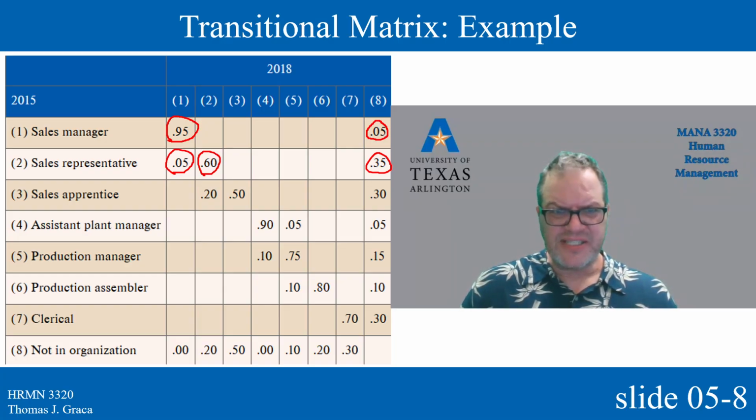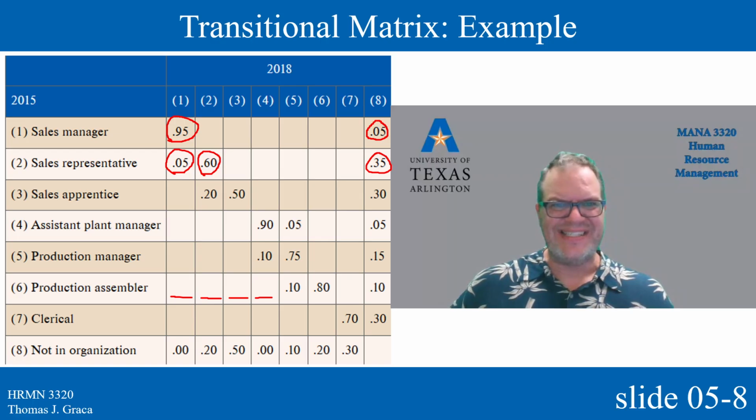Skip down to another one. How about production assemblers? That's row 6. 0% of them are now sales managers, 0% are now sales representatives, 0% are now sales apprentices, and since we're doing production assembly, 0% are now assistant plant managers. 10% of them are now production managers. That's good, we had some promotion there. 80% of them are still production assemblers. 10% of them have left the organization.